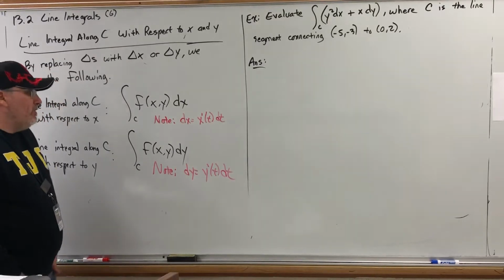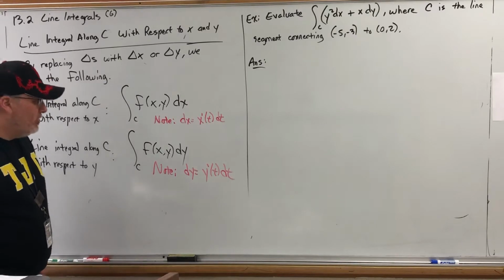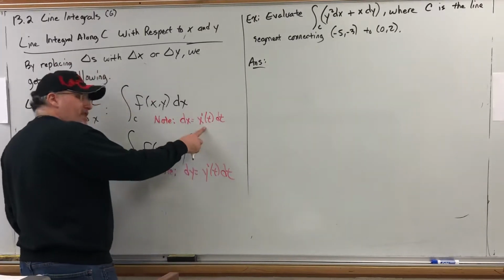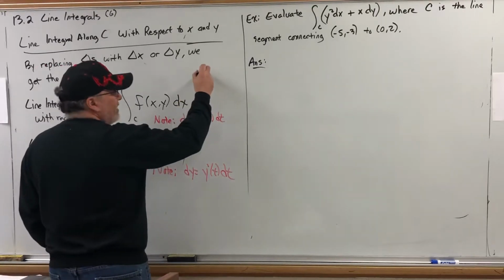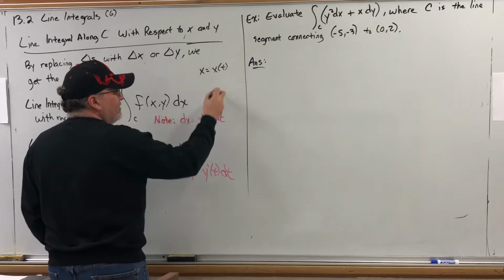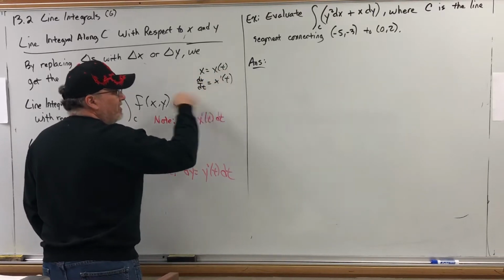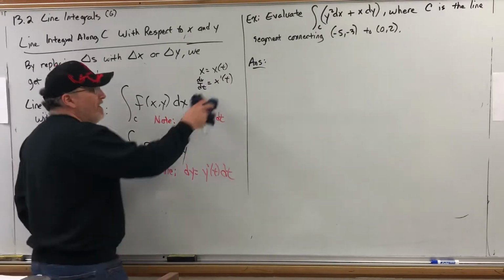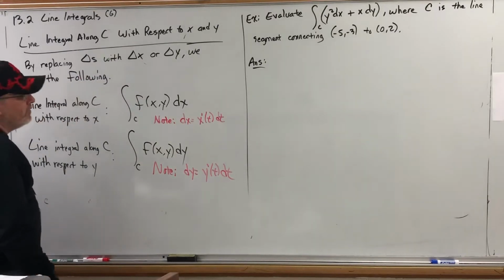Now, we will still attack it parametrically, so we have to know what to do with the differential, but that's pretty easy. dx is equal to the derivative of the x function times dt. That's really easy to see if you remember that x is equal to x of t, and then you take the derivative with respect to t and put x prime of t, and multiply both sides by dt. Same thing for dy. It would be replaced with y prime of t times dt.